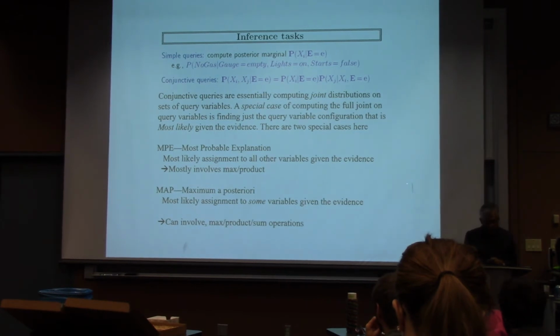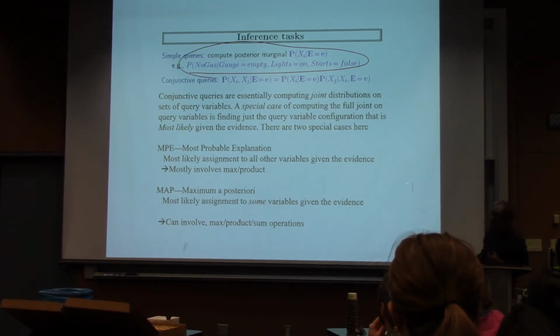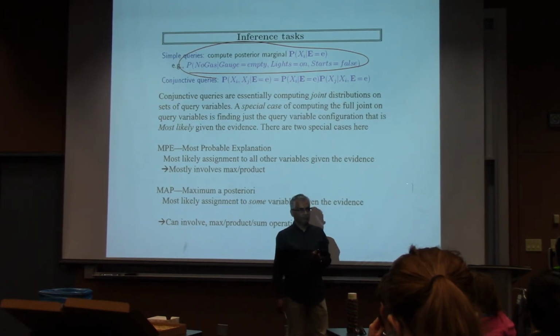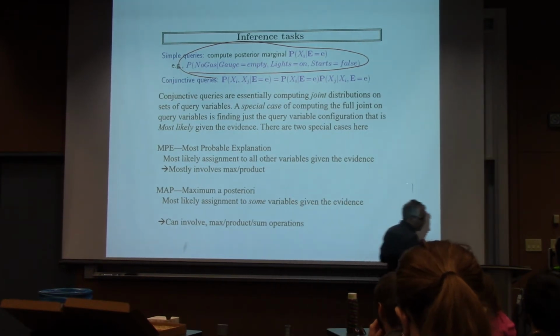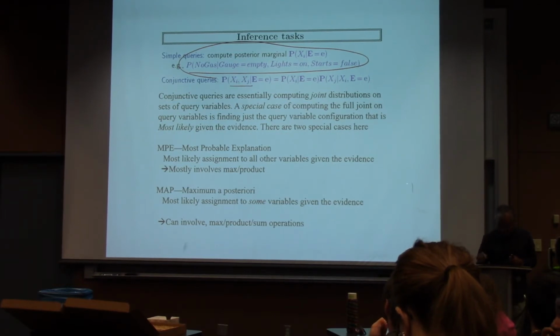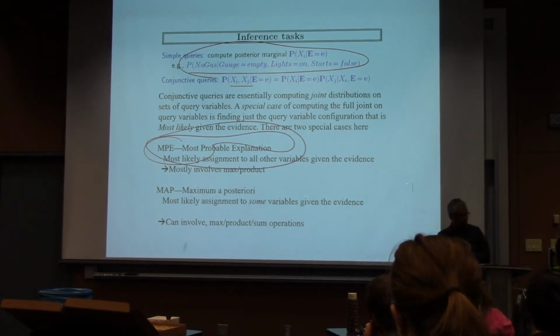Okay, so as I already mentioned, there are different kinds of inference queries. The most useful queries are of this kind: give me the distribution of some variable Xi given some evidence. But there are also other kinds of queries, which can be conjunctive queries: Xi and Xj given some evidence. You might want MPE, most probable explanation.